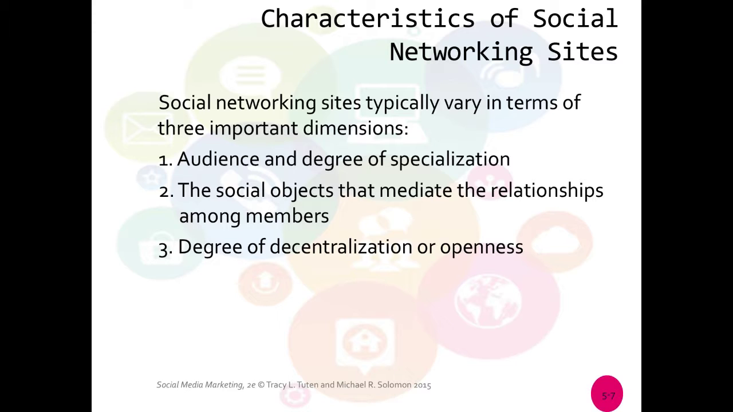So social networking sites typically vary in terms of 3 important dimensions: audience and degree of specialization, the social objects that mediate the relationships among members, and the degree of decentralization or openness. So we'll skip the first one for now because I want to go a little bit deeper into it. But if you look at number 2, the social objects, sites that are designed around object sociality differentiate themselves due to some common hobby or interest or characteristic that draws members to the site. They're like the niche markets. And then number 3, the degree of decentralization or openness addresses how to let people easily access multiple sites and understand where they go and why.